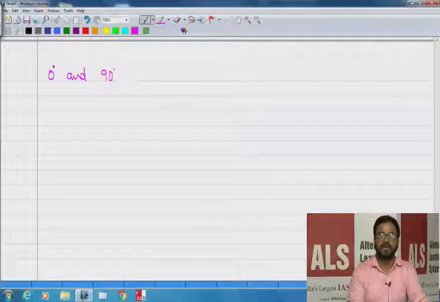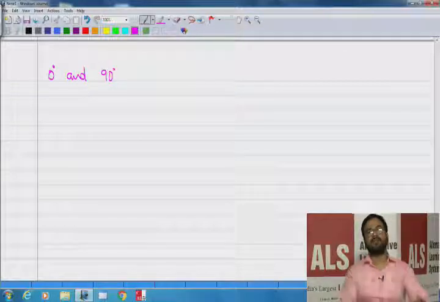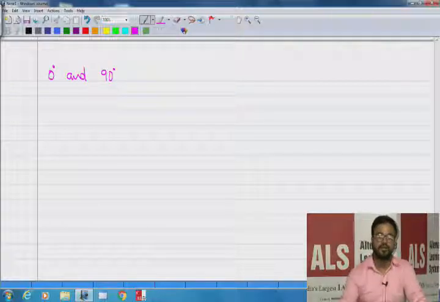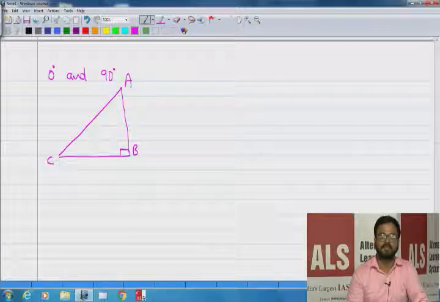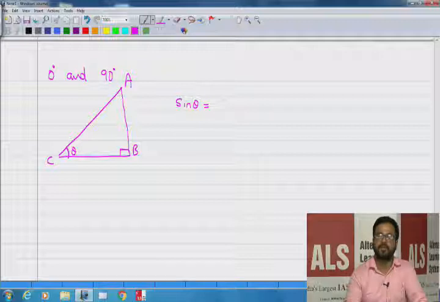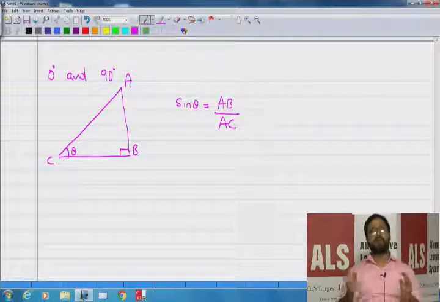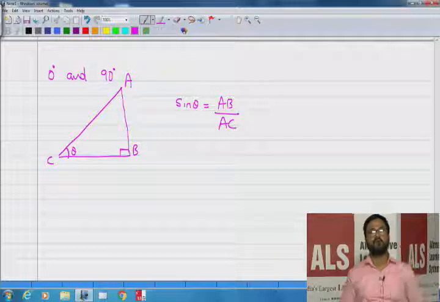Now these are very interesting, how we can find the values for 0 degree and 90 degree. First of all, this is my triangle, a right angle triangle. This is my 90 degree, this is my A, this is my B, and this is my C, and this is my theta. Let's say sin theta, the value of sin theta is perpendicular upon hypotenuse, so it will be AB over AC. Now I am interested in finding the value of sine of 0 degree.